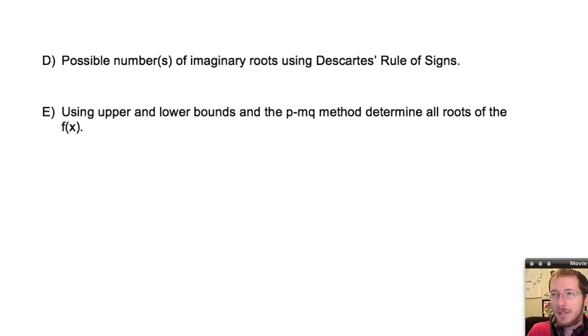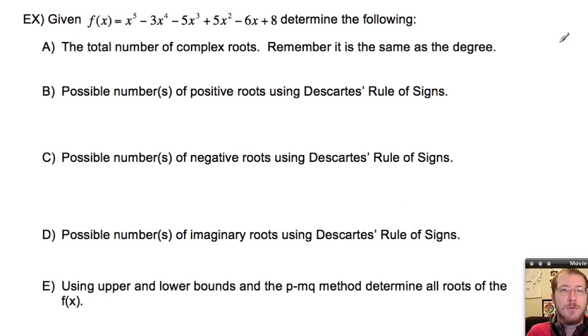Alright, just want to check and see how that was looking. So, given f of x, we've got a polynomial to the 5th degree. We want to determine the following: the total number of complex roots. Okay, it's the same as the degree. They tell us right there. So, our degree is 5, so complex roots is 5. Okay, the possible number of positive roots using Descartes' rule of signs.